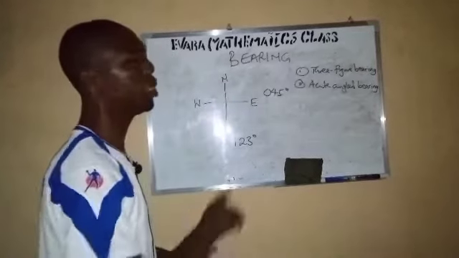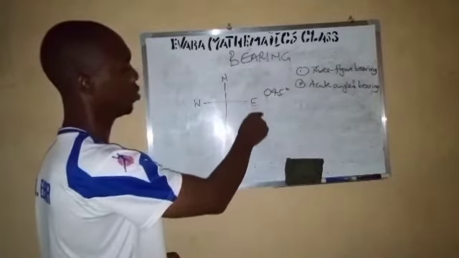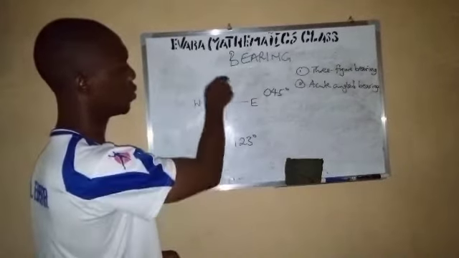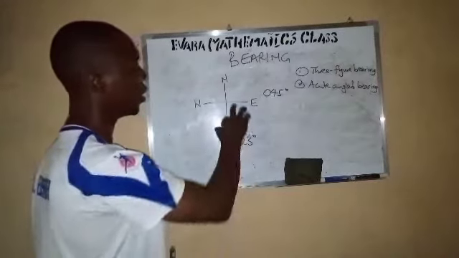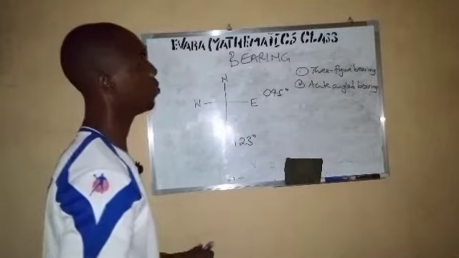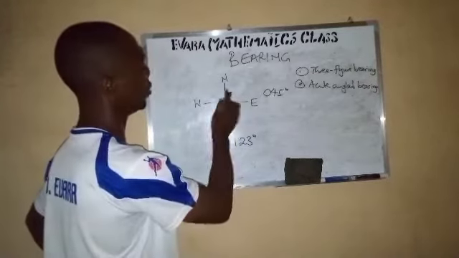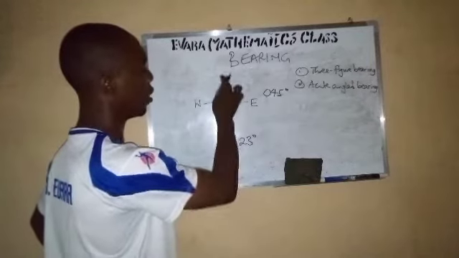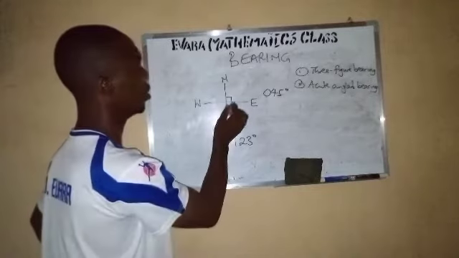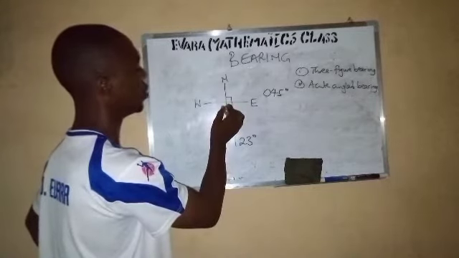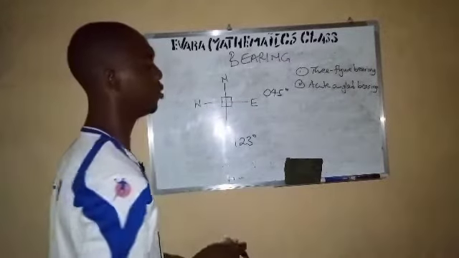When you are measuring the bearing of one point to another, we start from the north and we read it clockwise: from the north, east, south, west. We read bearing clockwise. Here we have a horizontal line and a vertical line, so definitely this angle is 90 degrees. This is another 90, and 90. So everything together is 360 degrees.